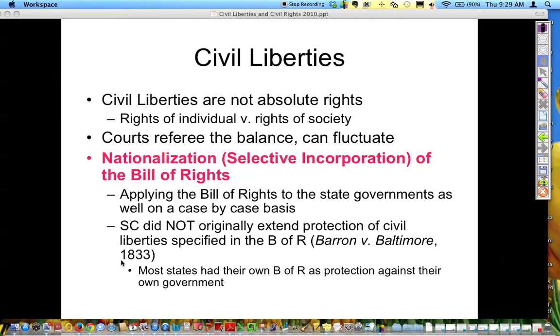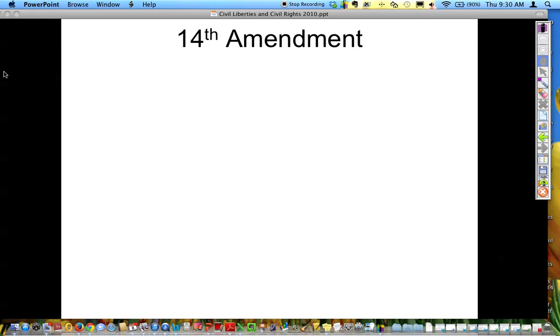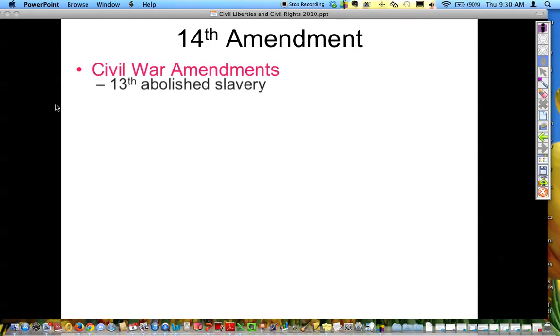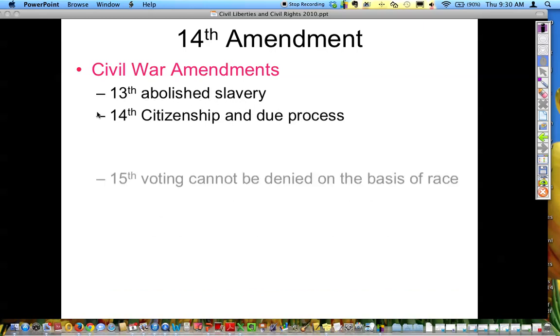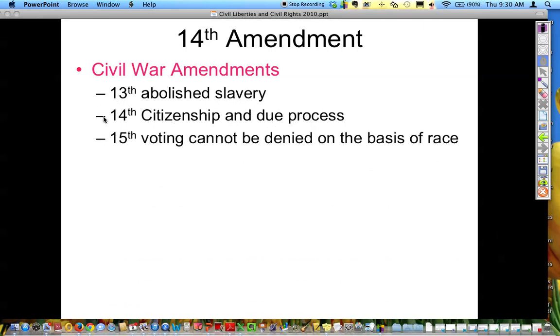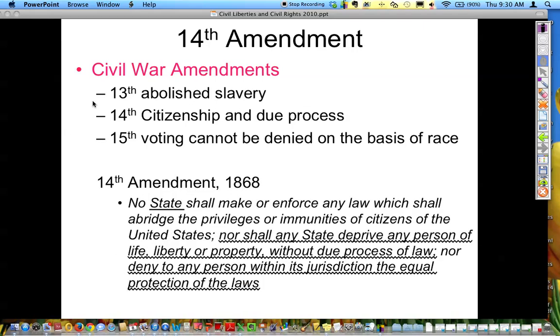But look at this year. It's 1833. It's before the 13th, 14th, and 15th Amendments were even added to the Constitution. And when that 14th Amendment and that state due process clause was added, it changed things. So I want to go to the next slide, and let's look at the 14th Amendment and a little background. The 13th abolishes slavery. The 14th, the two main things, and I want to add another one in here as well. Let me just put all this up.